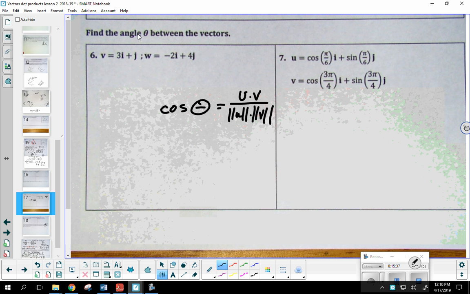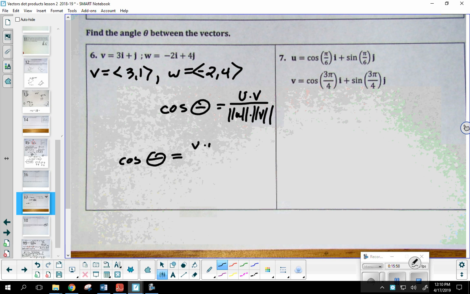Now, what is the component form here for 3i plus j? 3 plus. Okay, so v is equal to 3, 1. W would be -2, 4. Okay. And again, they're using v and w, doesn't change anything. My formula would be cosine of theta is equal to v times w over the magnitude of v times the magnitude of w.